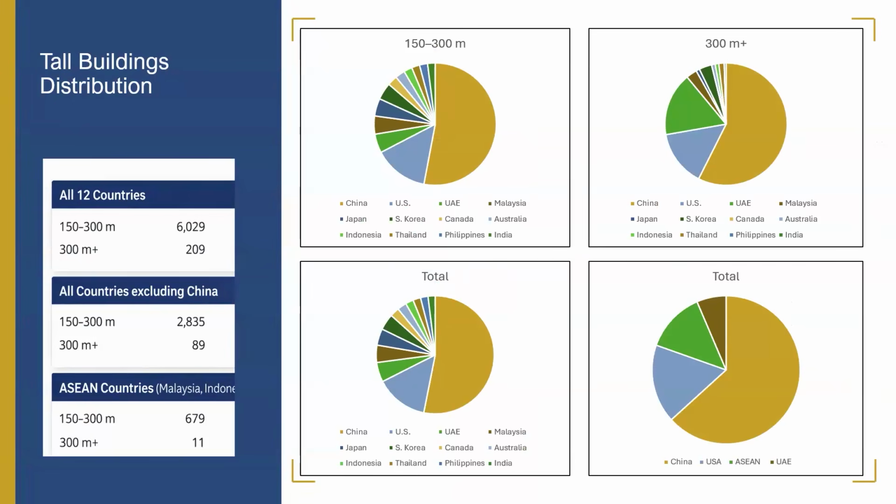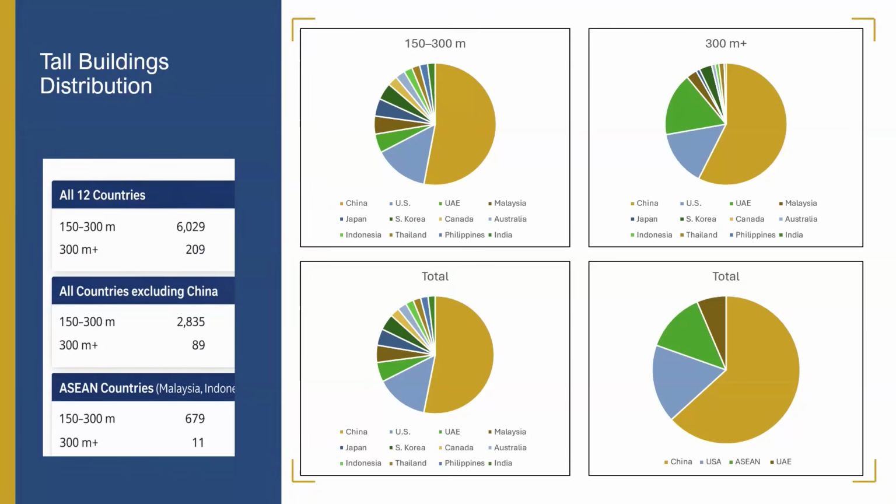So if you look at that one, this gold part is China. Half of the buildings in the world now, in the top 12 countries, is China. And all the others are the rest. So that means one country is actually making more tall buildings than the other 10 top countries, between 100 to 300. At 300 plus, again, China, but very few.